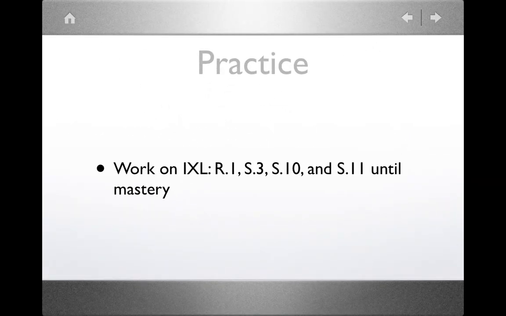What I would like you to do is I want you guys to go onto iExcel and I want you to work in this order. Go to R1, S3, S10, and S11. Do all of those until you hit mastery. All right? Good luck.